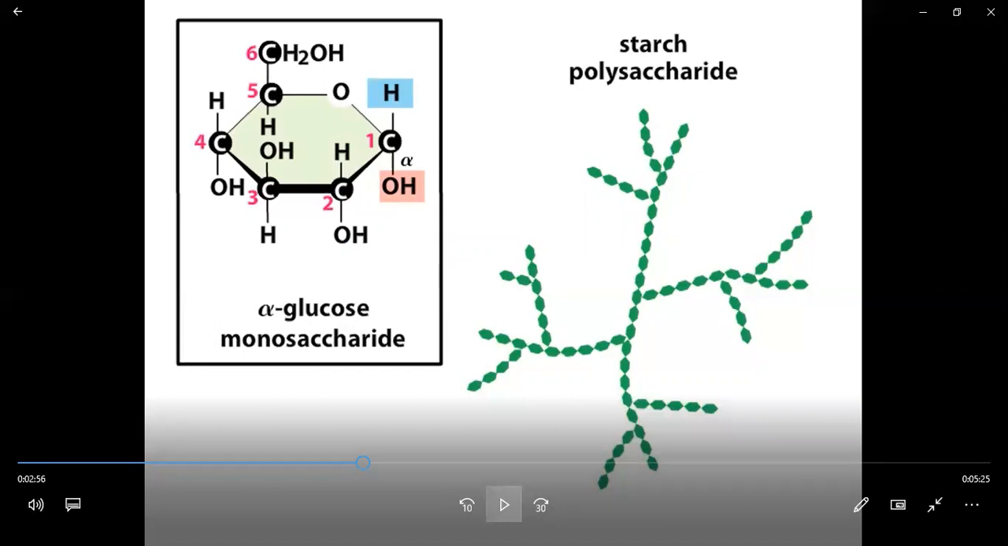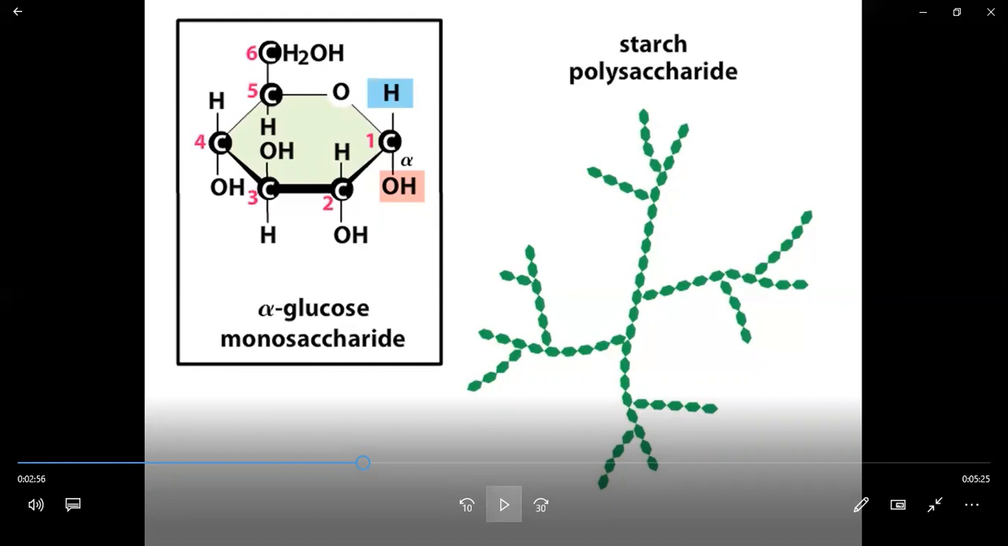Saccharide means sugar, and starch is a polysaccharide because it has many glucose units bonded with each other to form a long chain. So it is a polymer of sugar, and so it is called a polysaccharide.